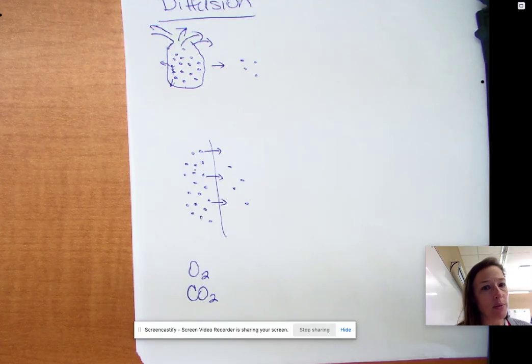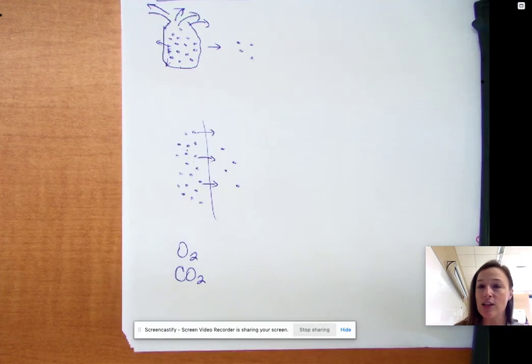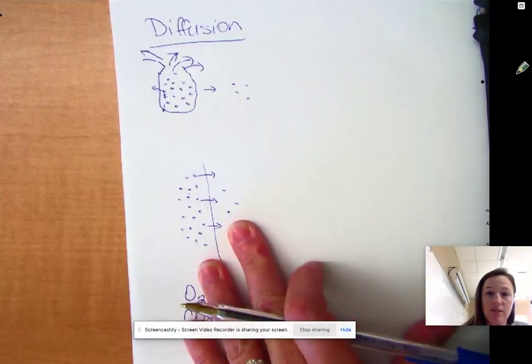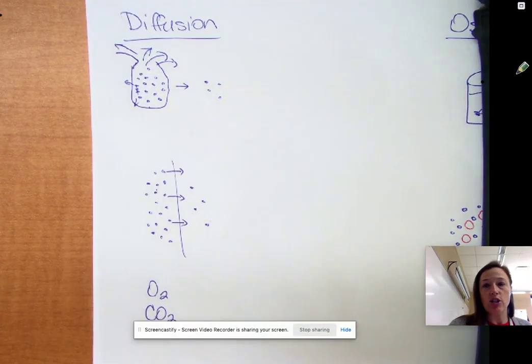So very important process for living creatures. Due to simple random movements, molecules bump into each other and have equal and opposite reactions that cause them to spread out from high to low concentration. So it is passive because it is high to low concentration and it does not require energy.